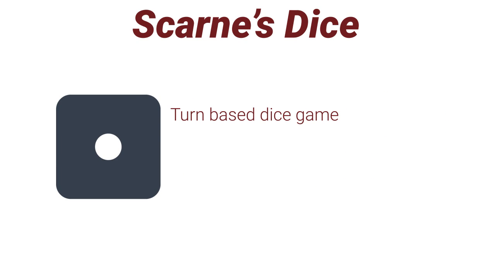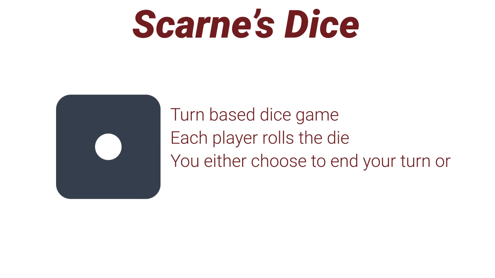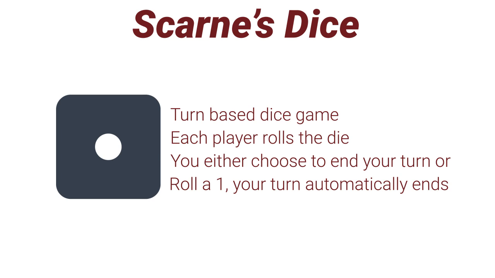On their turn, each player rolls the die until they either choose to end their turn, or they roll a 1, in which case their turn automatically ends with no score.